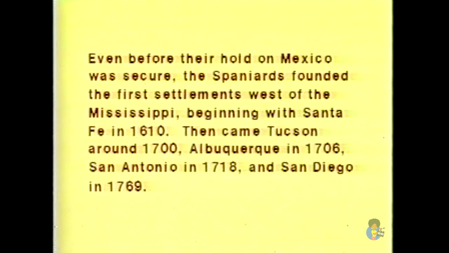Then came Tucson around 1700, Albuquerque in 1706, San Antonio in 1718, and San Diego in 1769. You can see how each settlement followed the other, like a pile of dominoes. Time sequencing helped you understand how Spanish colonization, the main idea of the paragraph, progressed. These are just a few examples in which a time sequence is important.